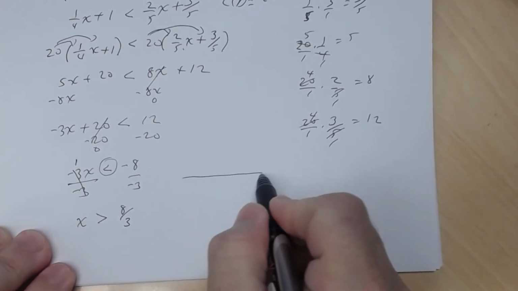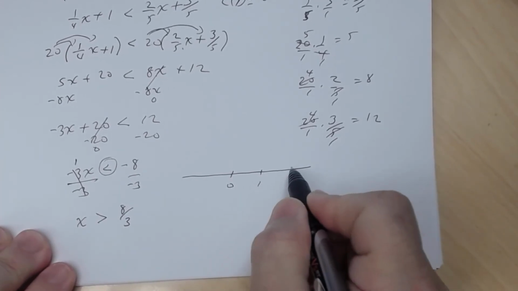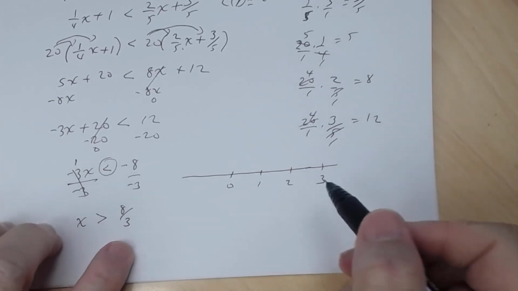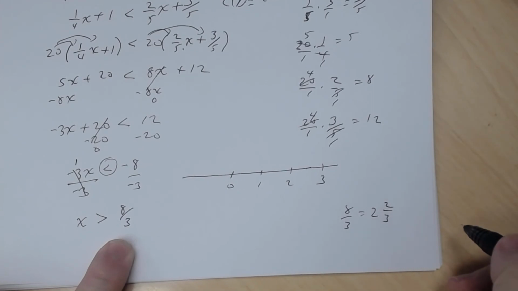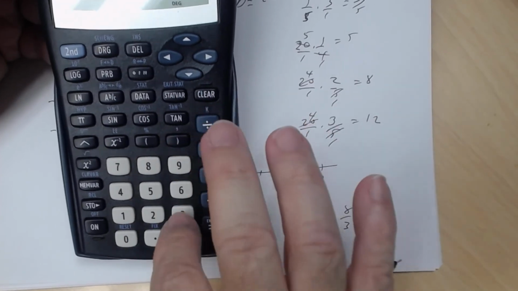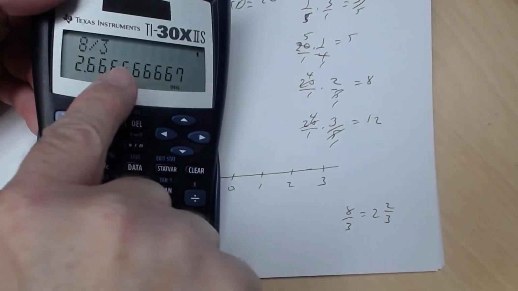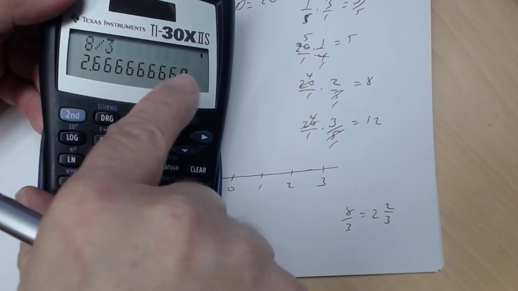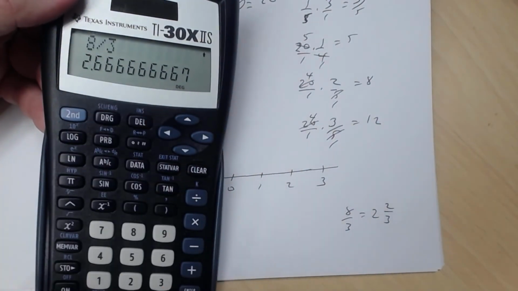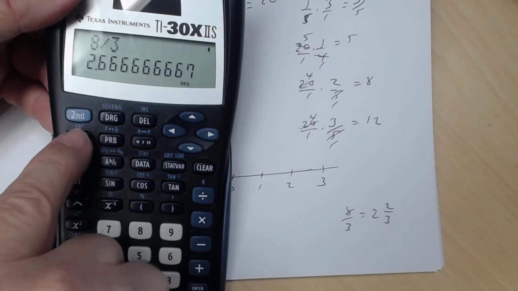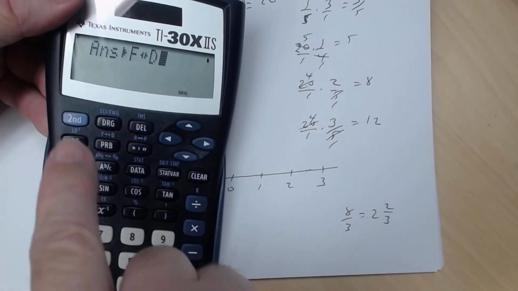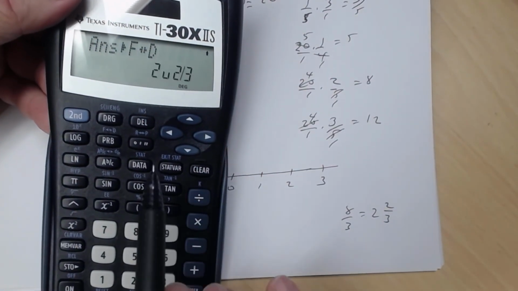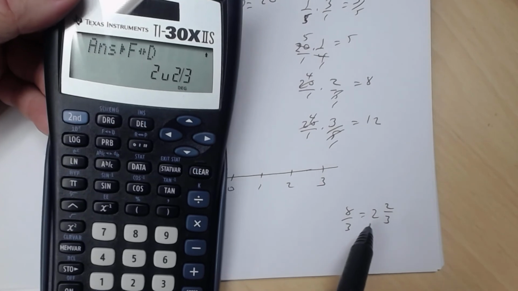So your graph, if this is 0, 1, 2, 3, remember 8/3 is 2 2/3. That's 8/3. So remember, you use your calculator if you need to. 8 divided by 3 is 2.666 repeating. So remember, 0.66666 repeating is the fraction 2/3. If you didn't remember that, then just use your calculator and press the fraction conversion button here. So you're changing this decimal to a fraction, in particular really changing it to a mixed number. So that's 2 2/3. That's what this is.